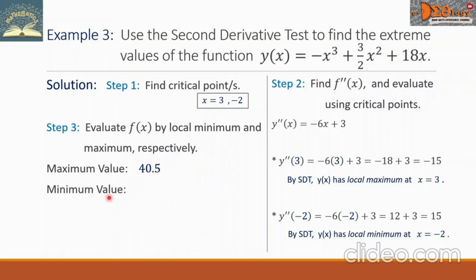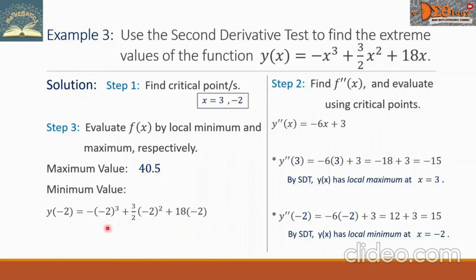Then we go to the minimum value. In our step 2, we said that the function has a local minimum at x equals negative 2. So this value of negative 2 we're going to use, and that will be y of negative 2. We evaluate this given function, and it becomes like this. We change all x by negative 2.